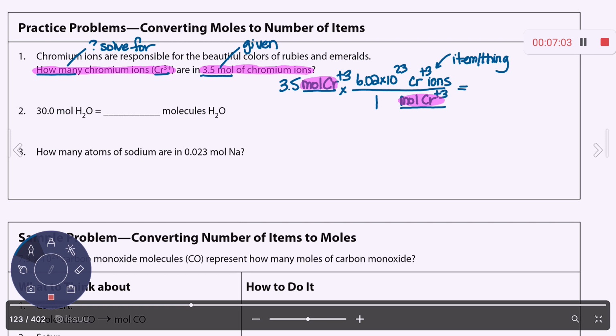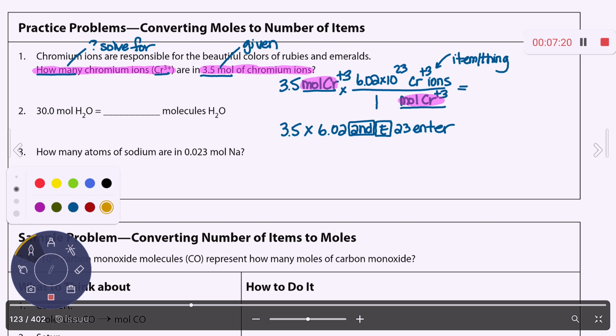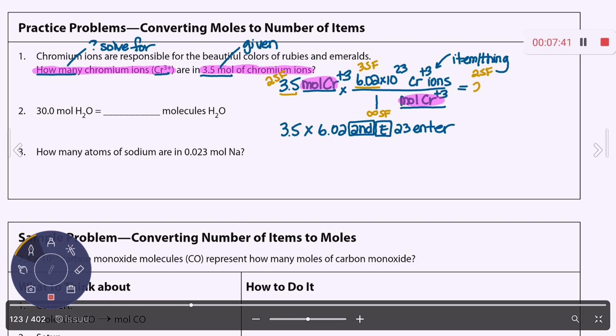Okay, in your calculator, we're going to multiply across. So this is going to be 3.5 times 6.02 second E 23, enter. In terms of significant figures, you have 2 significant figures in 3.5. The number 1 has infinite sig figs, and then this would be 3 sig figs. So we go with the fewest, so I want 2 sig figs in my final answer, okay? I got 2.1 times 10 to the 24th. Make sure that you guys can get that in your calculator.